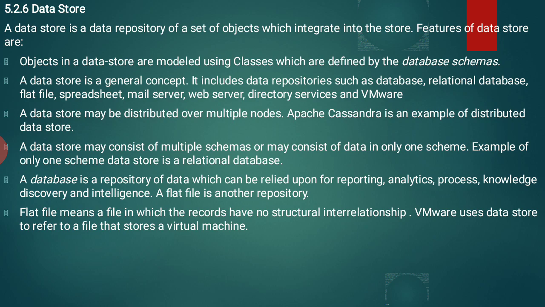A data store may consist of multiple schemas or may consist of data in only one schema. So whatever data you are storing in a data store may consist of multiple tables or of only one table. Schemas are nothing but tables. An example of a one-schema data store is a relational database. If you are using only one schema, the data store is called a relational database.